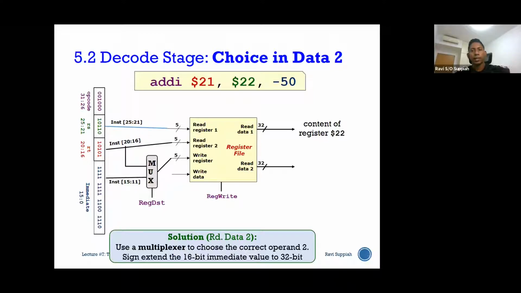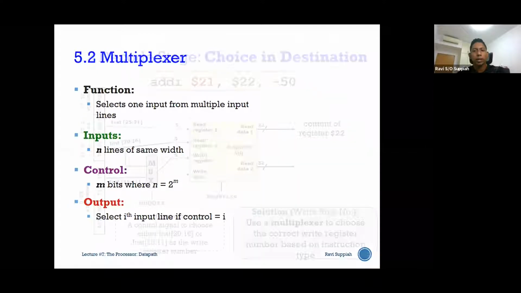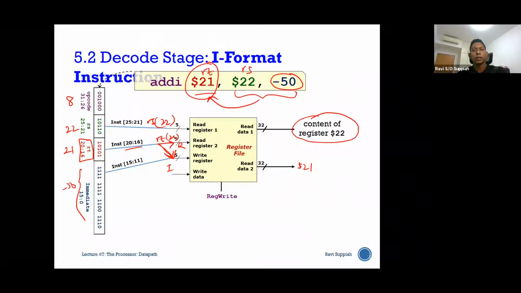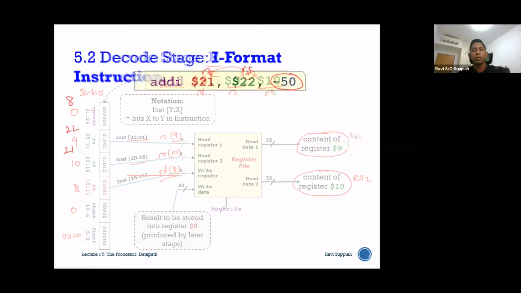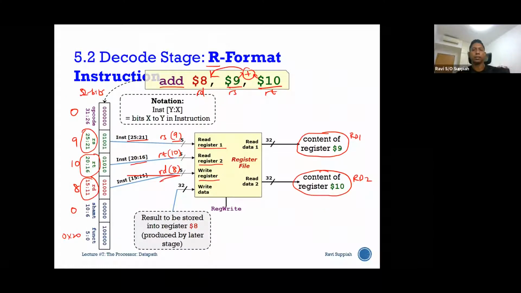Now the next thing is the choice in data 2. So maybe let's go back here first. Let me go back to the R type, so that you can see the reasons. For this instruction, we know we're going to do an add operation, correct? And to do this add operation, we are going to use two data, and the two sets of data are actually coming from both the registers, one from RS and one from RT, and both of it is available here.